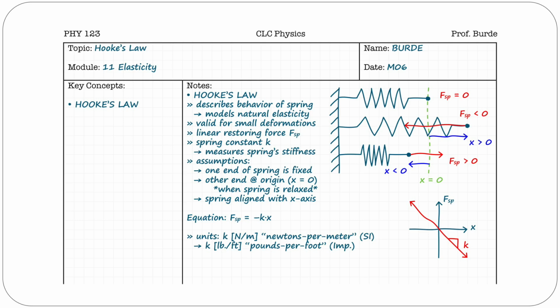You can notice here as well that this equation is in the format y equals mx. So if we plot the elongation of the spring versus the spring force, we would expect to have a linear relationship, and the slope of that straight line would be the spring constant. Force is measured in newtons, elongation is measured in meters, and so our spring constant is measured in newtons per meter.